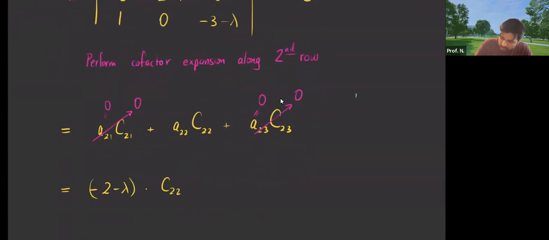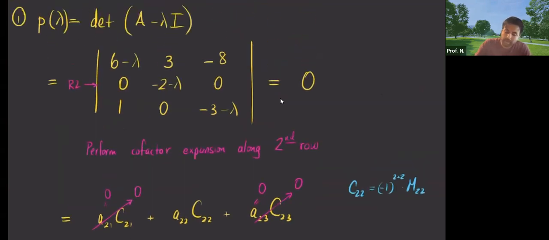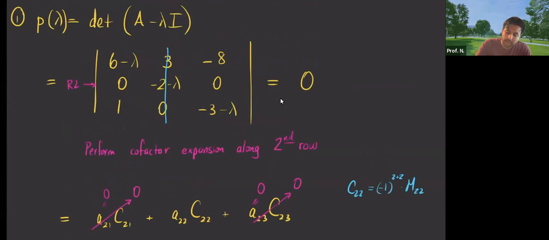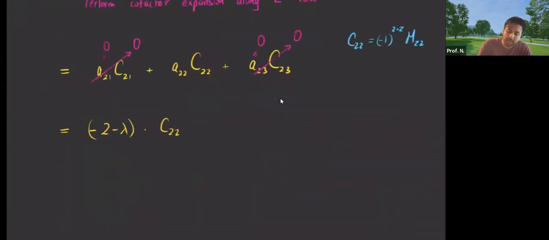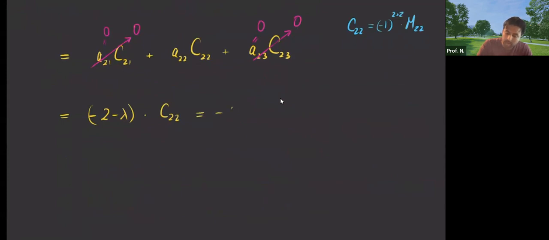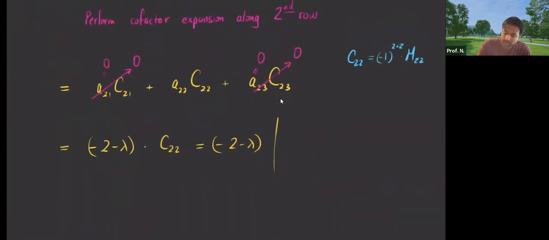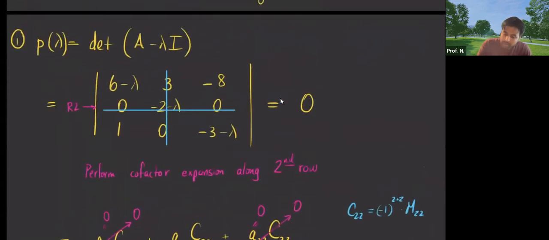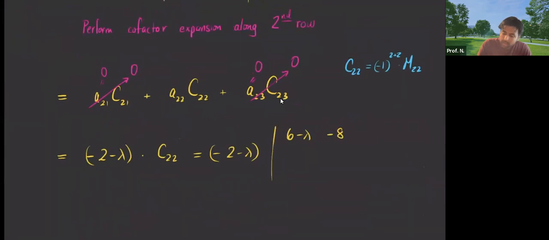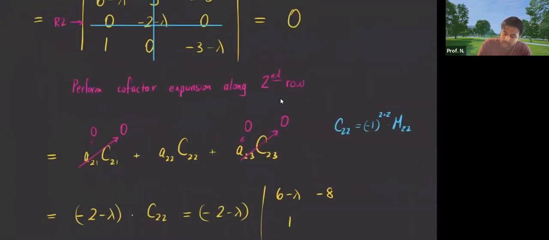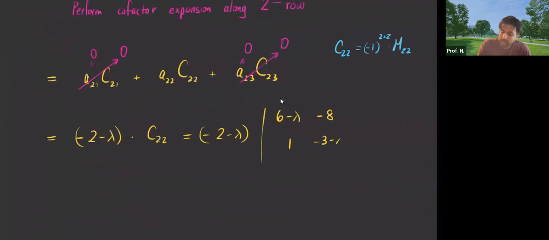Now, what's C22? C22 is -1 to the 2 plus 2 times the minor. And the minor comes from striking out the second column and the second row and finding the determinant of the given 2 by 2 matrix here. So this is 6 minus lambda, -8, 1, and you get -3 minus lambda.